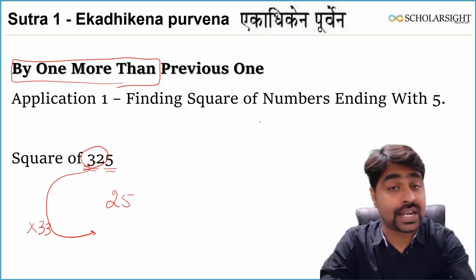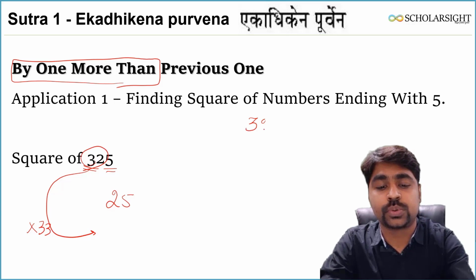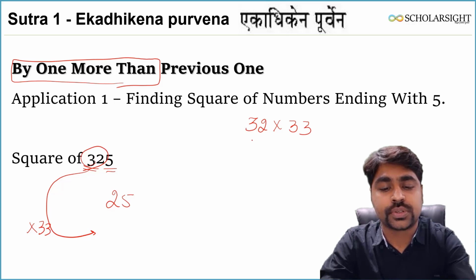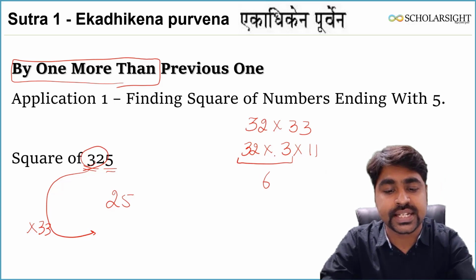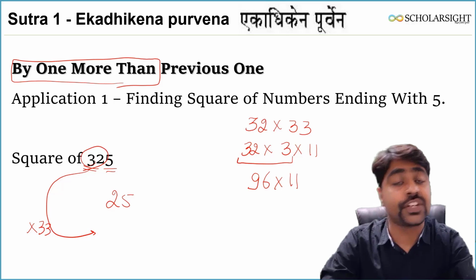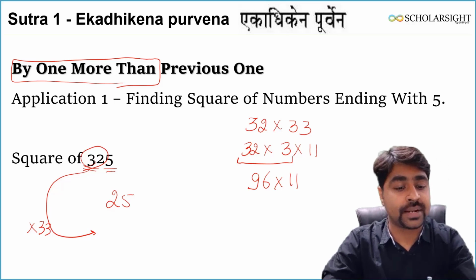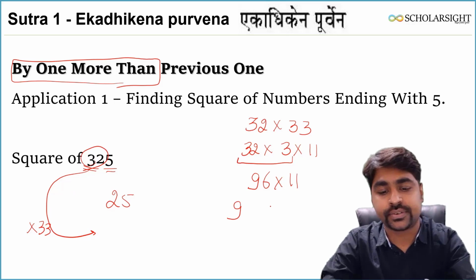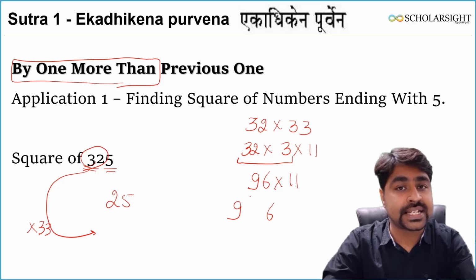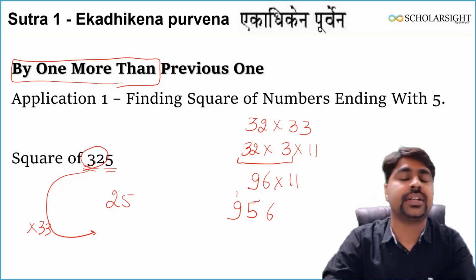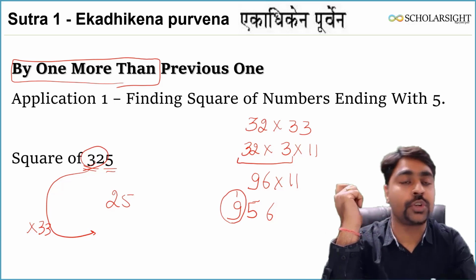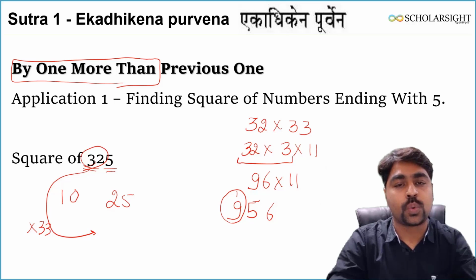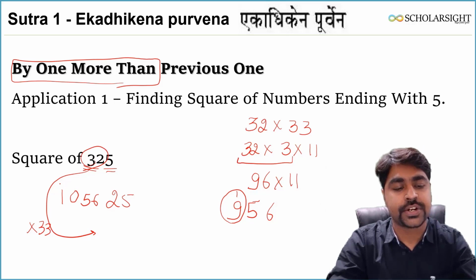I'll just write it one last time for you, okay? So 32 into 33 you have to do. So writing this 33 as 3 into 11 and then multiplying 32 and 3. 3 2s are 6, 3 3s are 9. So 96 into 11 you have to do, right? So what would that be? It would be write a 9, write a 6, and 9 plus 6 is going to be 15. So write 1 carry and 5 downwards. Okay, so 9 plus 1 is going to be 10. So the answer here is going to be 105625.